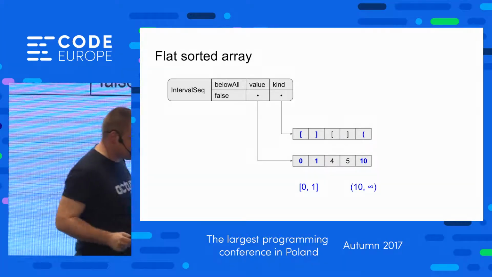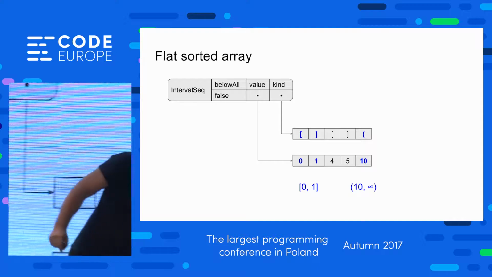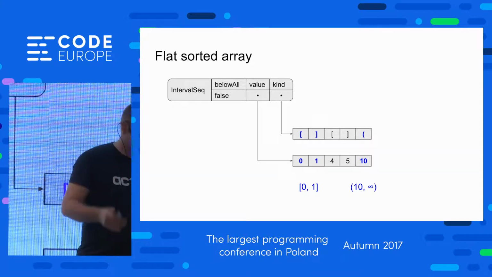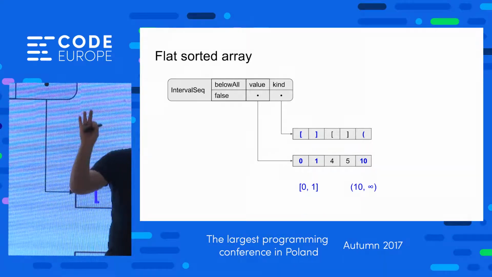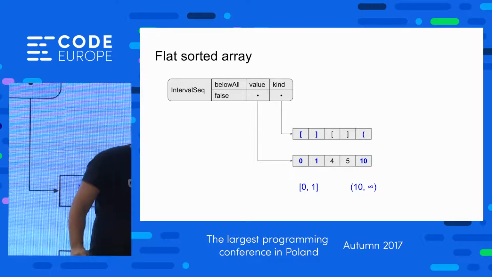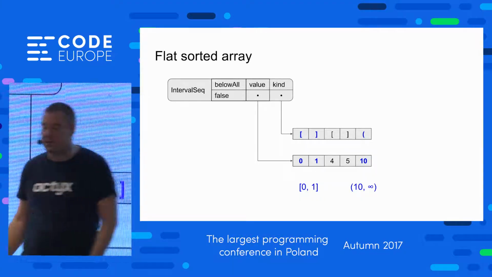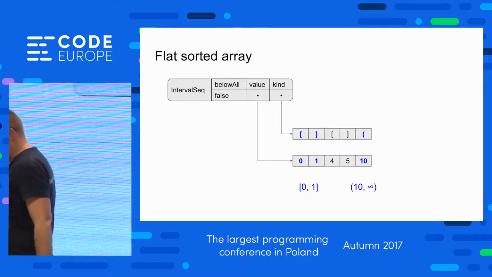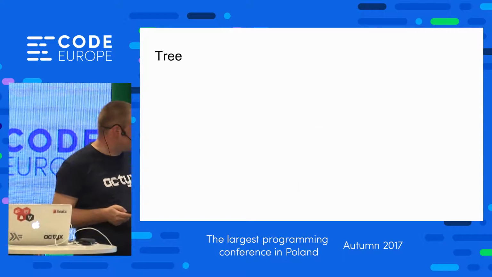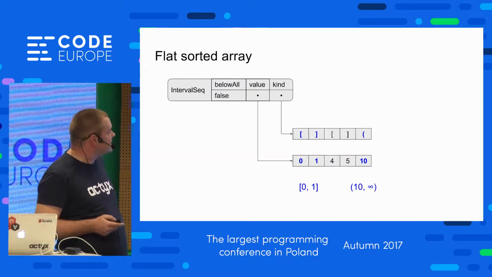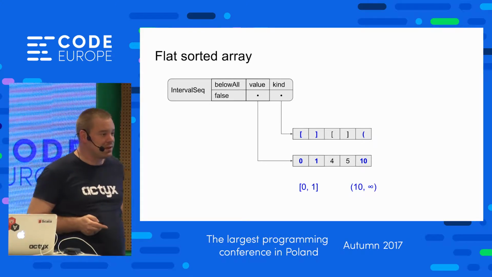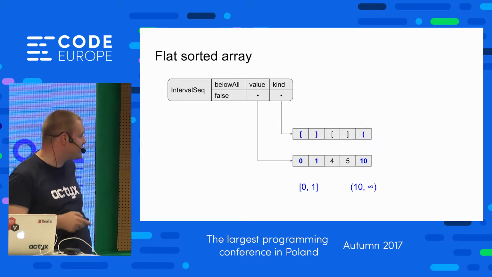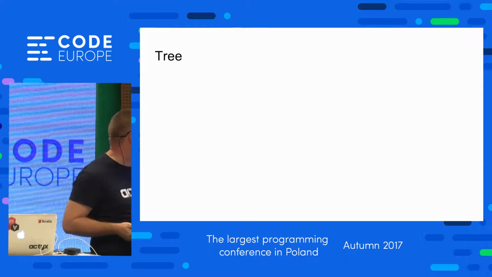And the interval 10 to infinity, we don't store infinity, obviously. We just say after the last value, we don't care anymore, it's just going to stay constant. So this interval corresponds to just one entry. Yeah, so this is the simple approach. It has some disadvantages, but we will see a comparison later.